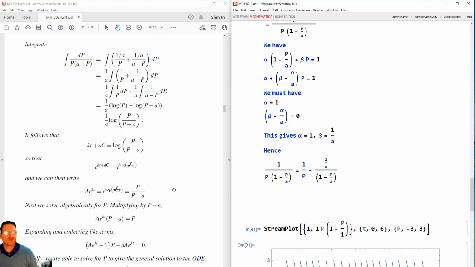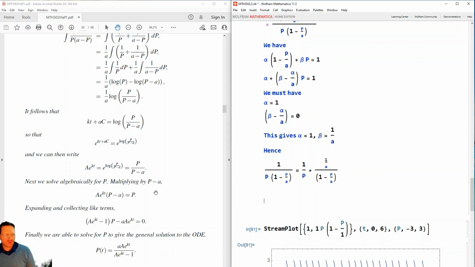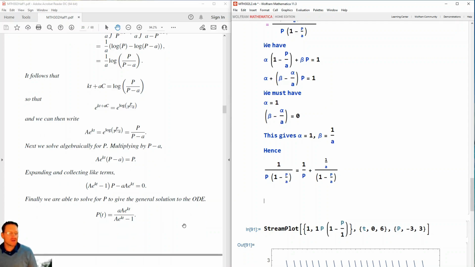So we want to solve for p as a function of t, so we've got a little bit of algebra to do here. We want to multiply both sides by p minus a. So we do that, multiply both sides by p minus a. Next, we want to expand this left-hand side and collect like terms in terms of p. So expanding, take the p over to the left-hand side and then factorize.